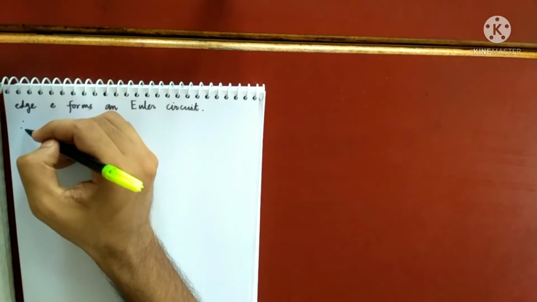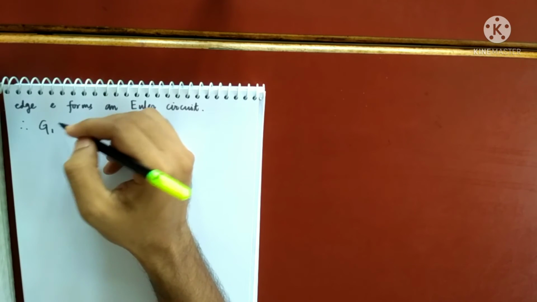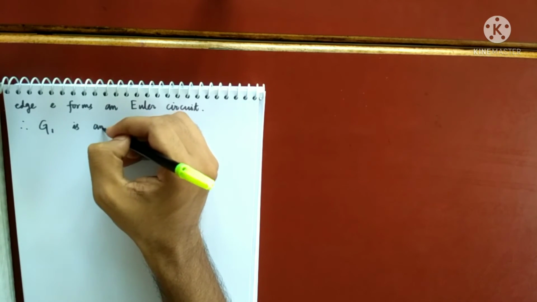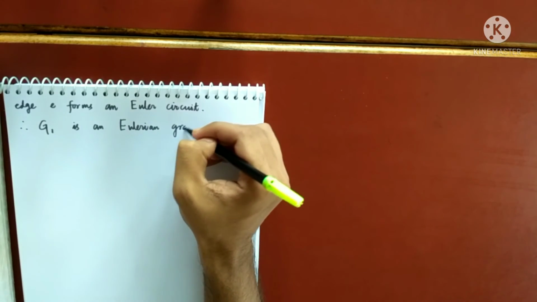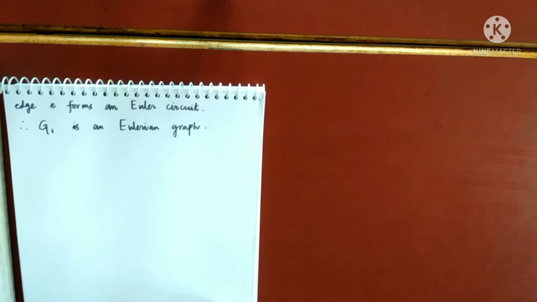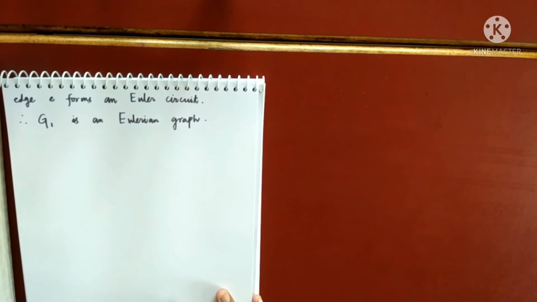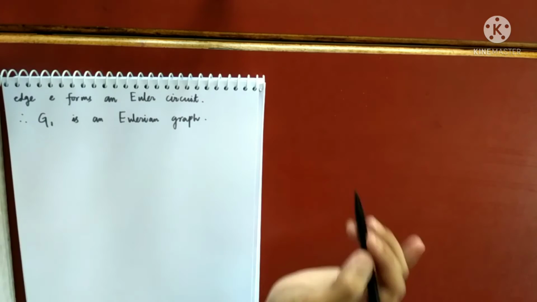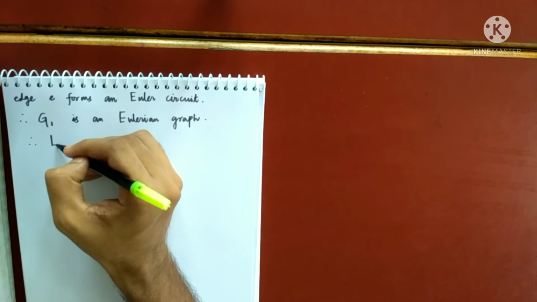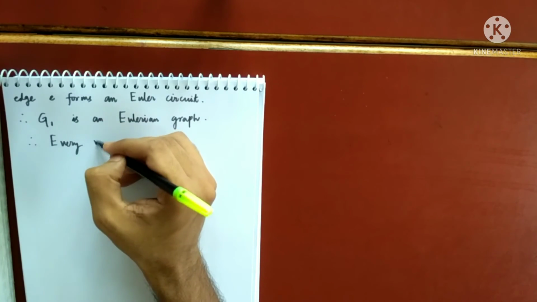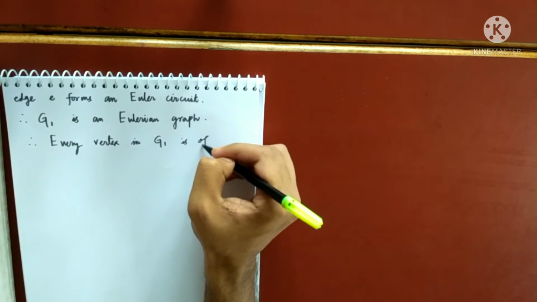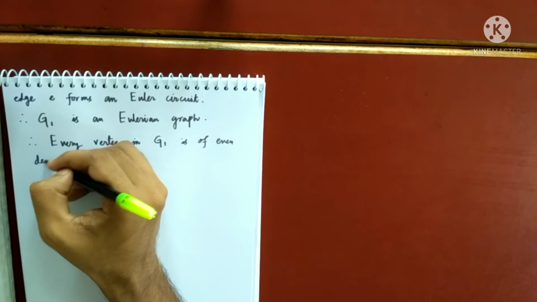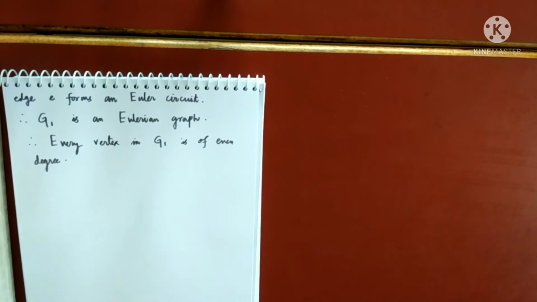Therefore, the new graph G1 is an Eulerian graph. That is the definition of an Eulerian graph: any graph containing an Euler circuit is called an Eulerian graph. So G1 is an Eulerian graph. So by the necessary and sufficient condition, every vertex in G1 is of even degree. This I know. So every vertex in G1 is of even degree.